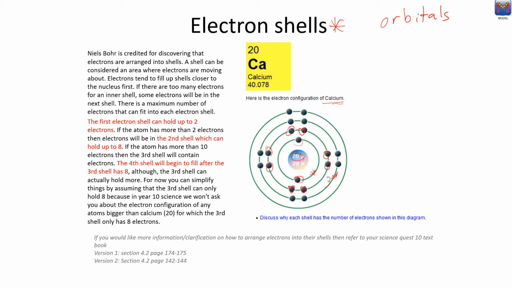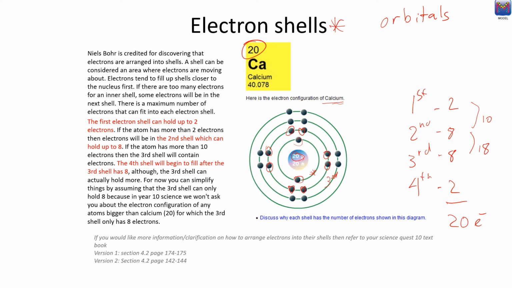So what have we got so far? In the first shell, we had 2. In the second, we had 8. In the third, we had 8, if you count them on the screen there. How many have I got so far? Well, 2 plus 8 is 10, plus another 8 is 18. What do I need to get to? I need to get to 20, so there must be 2 more. So I need a fourth shell, and that has the last 2, which makes a total of 20 electrons, which balances the 20 protons.